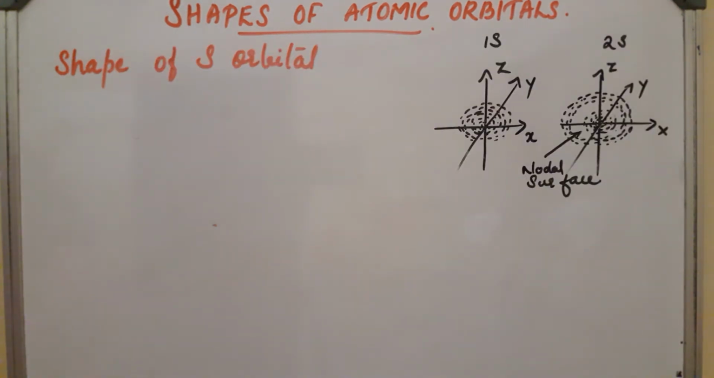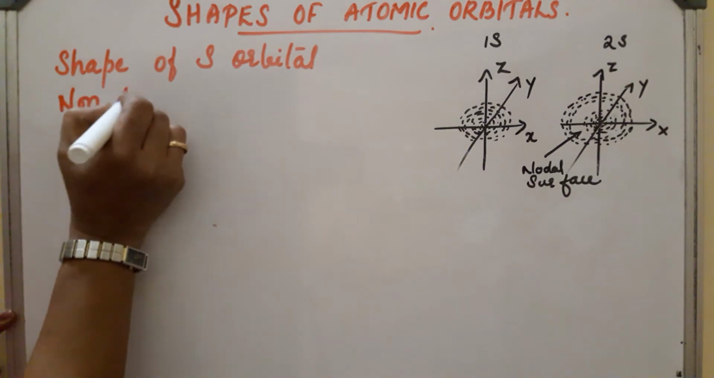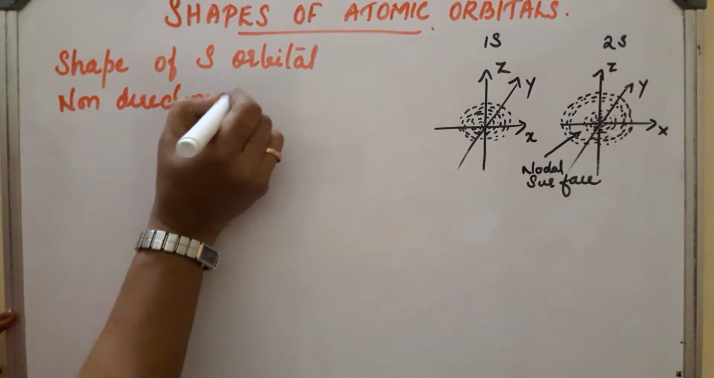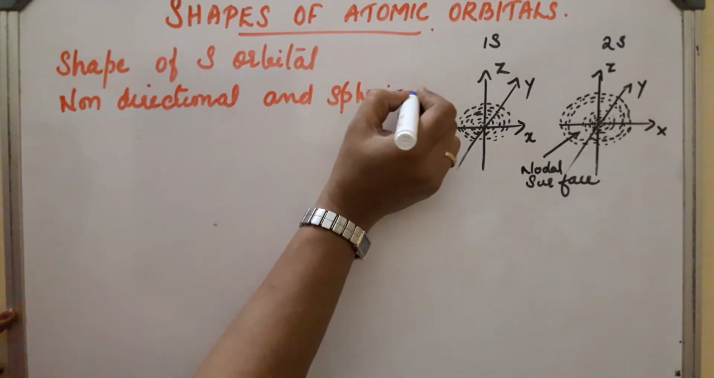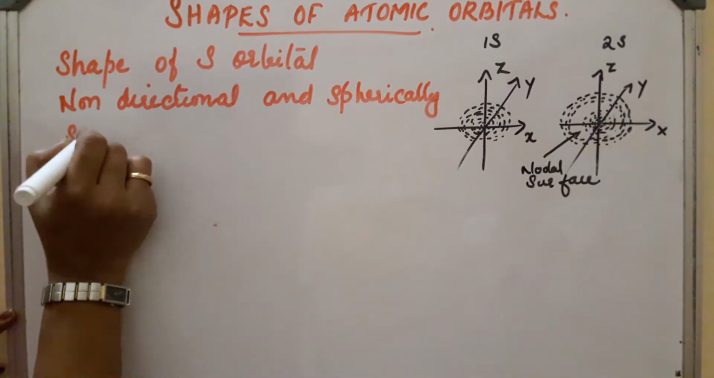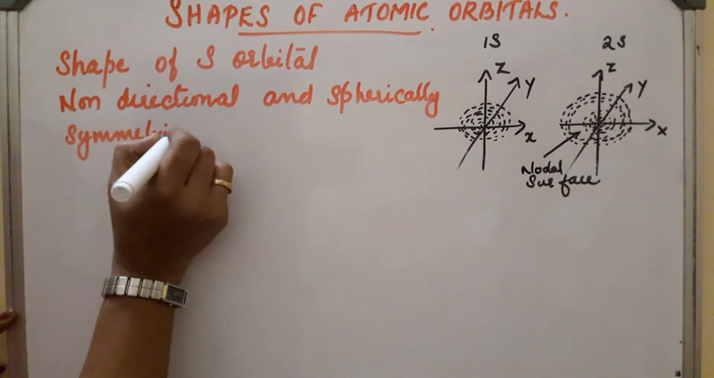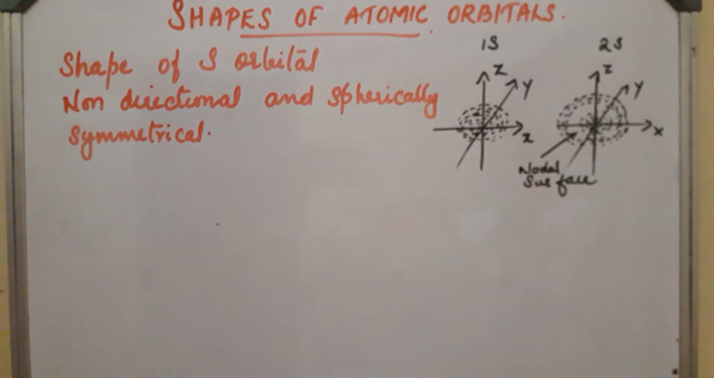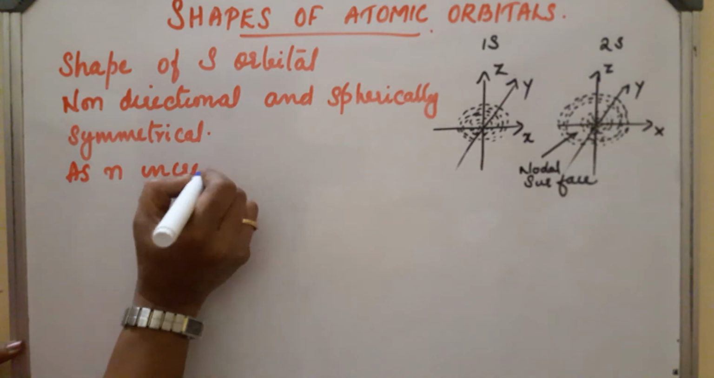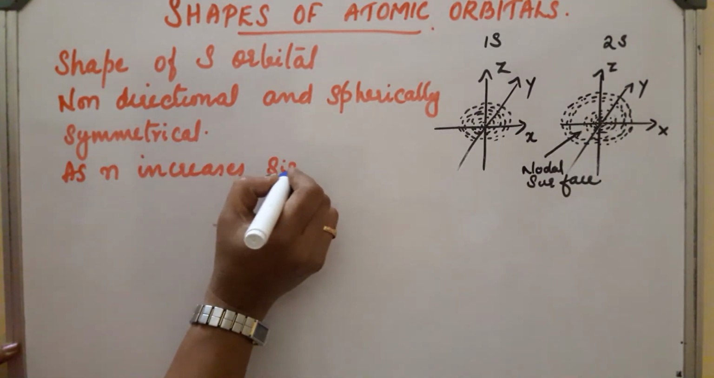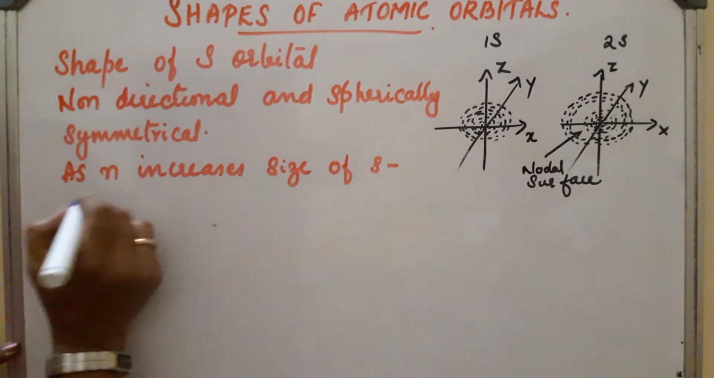Shape of s orbital. s orbitals are non-directional and they are spherically symmetrical in shape. Next, as n increases, the size of the s orbital also increases.